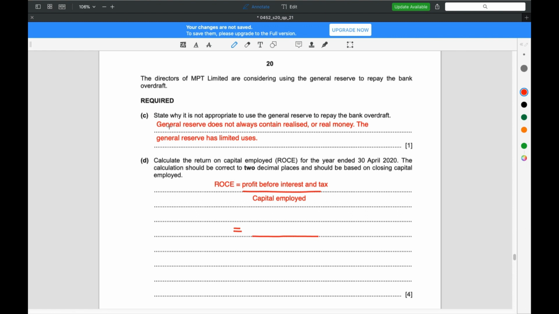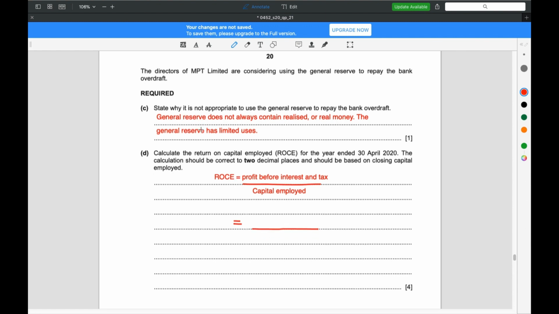It's because sometimes the money in it is not realized. The problem with it is that sometimes you put money in it that is actually not confirmed to be yours. For example, you may put some profit in it that you think you're going to get, but you might not get the profit, so you can just cancel that out anytime. So the general reserve does not always have actual money in it. It may have some value but not actual money in it.